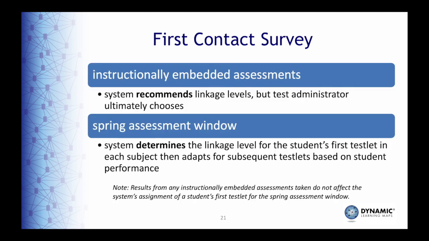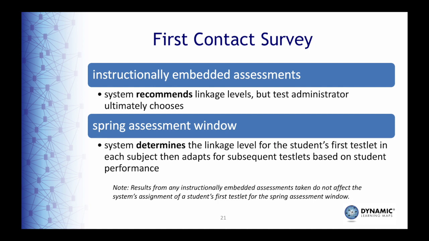For the instructionally embedded assessments, the system uses the test administrator's responses on the student's first contact survey to recommend a linkage level for each essential element. However, as mentioned earlier, the test administrator can override the system's recommendation and ultimately choose a different level if desired. Such is not the case for the spring assessment window. For the spring assessment window, the system uses the student's first contact survey to determine the linkage level for the student's first testlet in each subject, then adapts for each subsequent testlet based on student performance. From one testlet to another, the linkage level may be the same, one level higher, or one level lower.